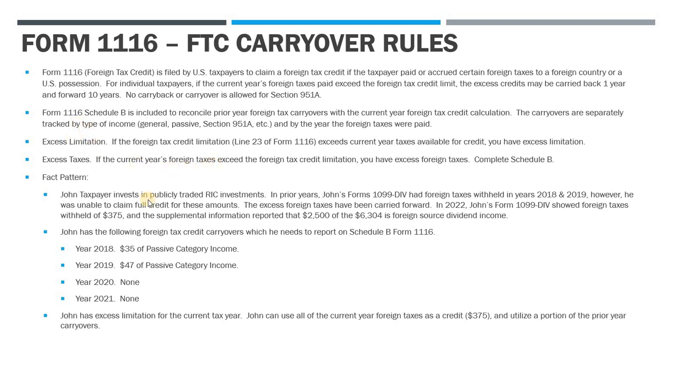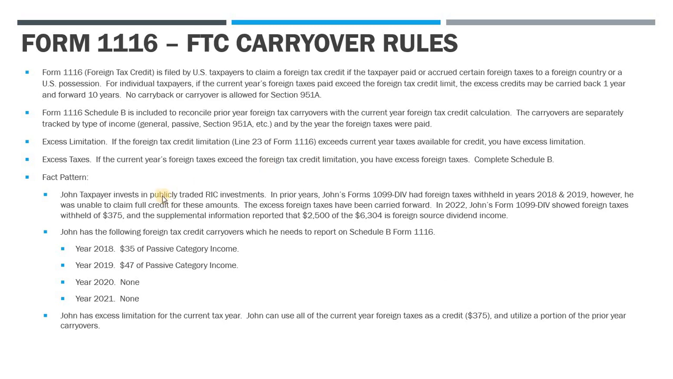But the 1116, again, is used to report the foreign tax credit and foreign taxes you paid on foreign source income. But in a lot of cases, because of the FTC limitations, you might not be able to use all of your foreign taxes in the current year as a credit. So that's why we have these carryovers, and that's where Schedule B comes into play. Schedule B helps us reconcile the prior year foreign tax credit carryovers with our current year taxes and, overall, the current year foreign tax credit calculation.